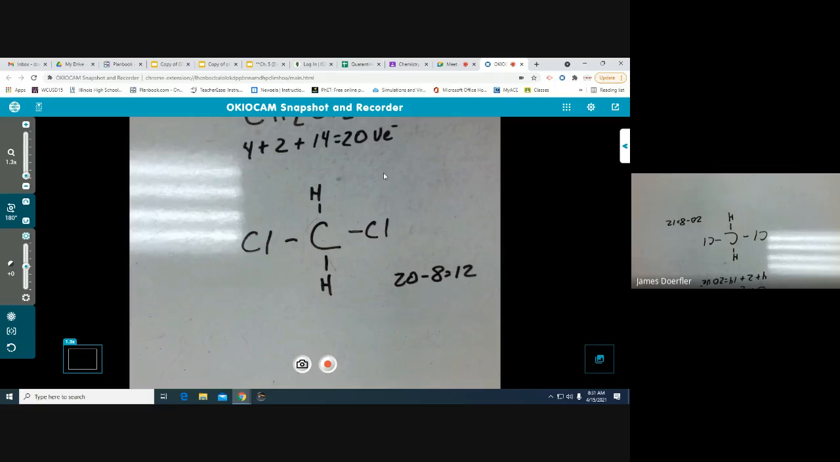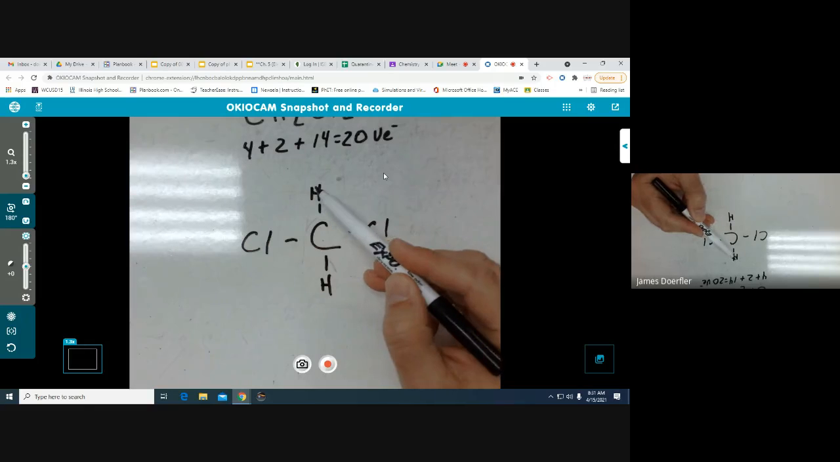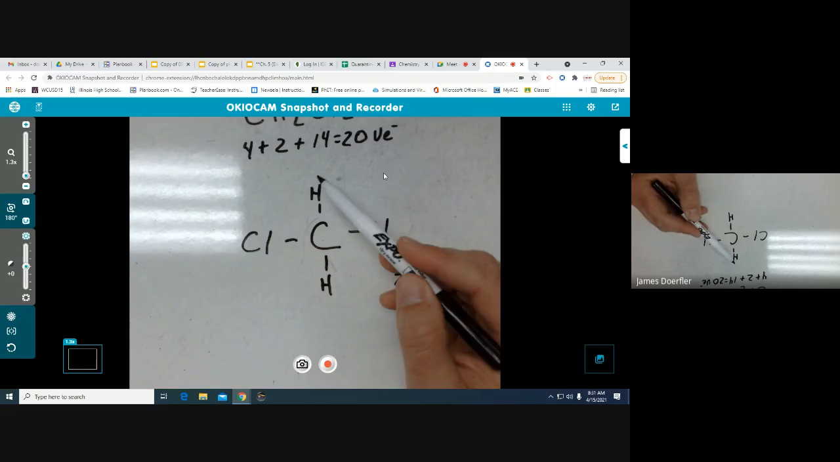So then I go to the next step and proceed to place them and fill the octets of the outer elements. Do I need to place any on the hydrogens? No, it's already filled. It's got its 2. Remember, hydrogen and helium, they like 2, but mostly we deal with hydrogen.